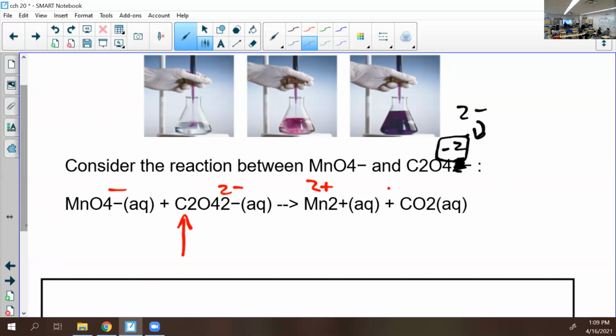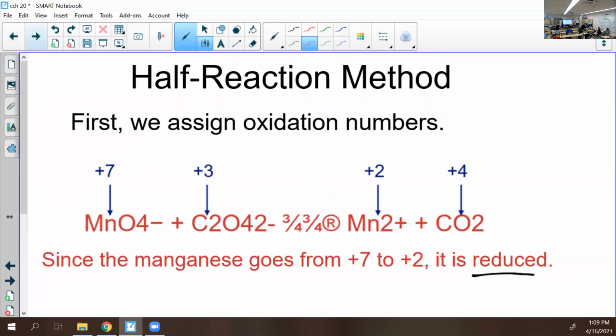Oh, I didn't do the whole thing. I haven't broken them down yet. I have to first split them into their 2 halves, and hopefully that's on the next slide already. Okay. So first we have to assign their oxidation numbers.